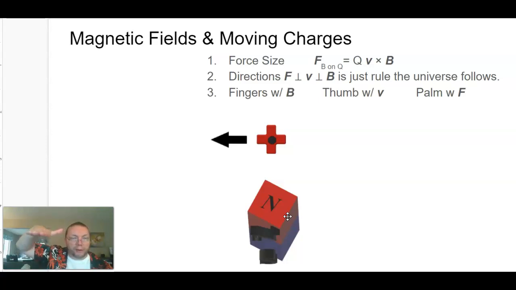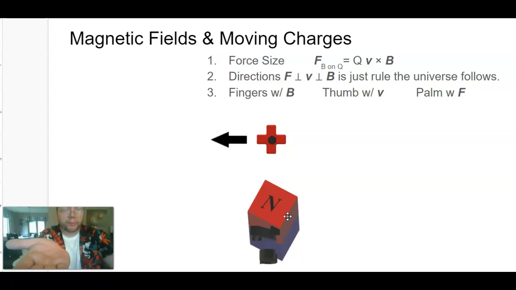And then the velocity of the charge should be the direction my thumb is pointing. So I need to take my hand and rotate it. Yeah. So I'm trying to make it so it's in screen here. So I've got the magnetic field out of the screen. My thumb is going in the direction of the velocity of the charge. Then the force would be up.